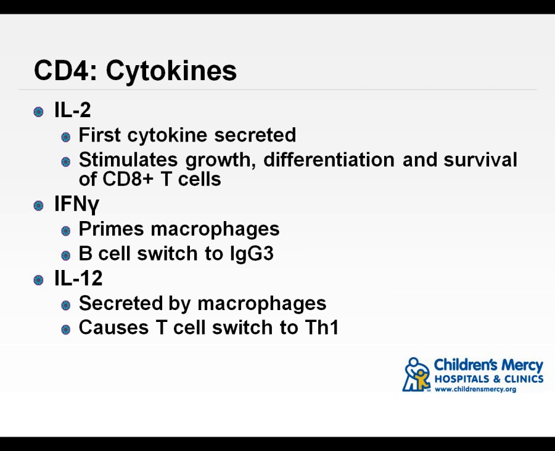Interferon gamma primes macrophages to engulf more bacteria. I talked about that before, but it also has a signal for B cells to switch to secreting IgG3. IL-12 is secreted by macrophages, and it causes T cells to switch to Th1, so then it's a positive feedback loop, where the macrophage is then going to secrete more interferon.